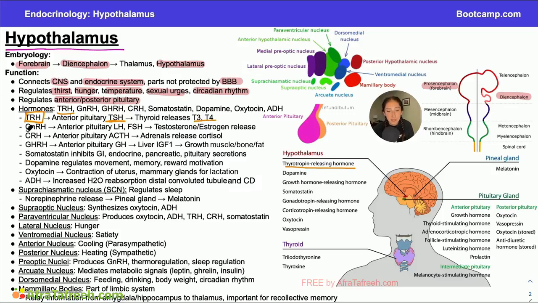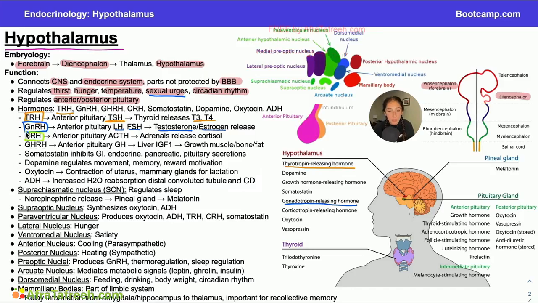The next hormone we'll talk about is GnRH, or gonadotropin releasing hormone. So gonadotropin releasing hormone is also going to be released by the hypothalamus. It is going to again go directly to the anterior pituitary and this time stimulate the release of luteinizing hormone or follicle stimulating hormone. These hormones will then in turn cause the release of testosterone or estrogen, and testosterone and estrogen are going to be your sex hormones, right? So this is going to be how the hypothalamus is going to regulate sexual urges, some sexual development, and exert control over that pathway.